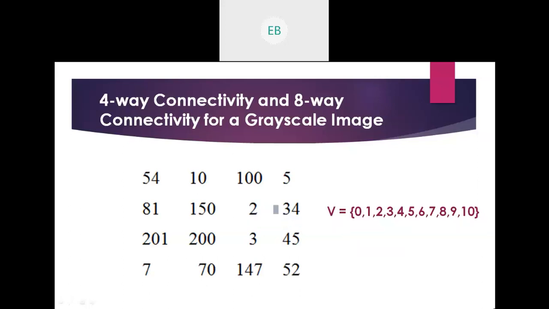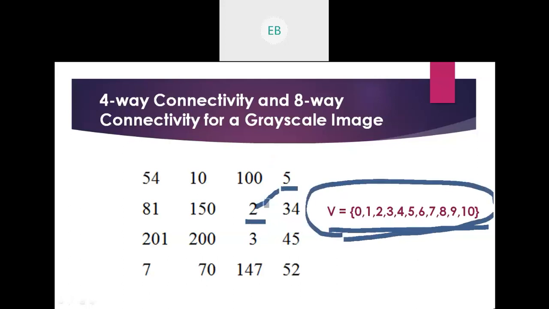Then again, say 2 is the reference and I take this 5, a diagonal neighbor. This is a diagonal neighbor, and this 5 is contained in this V set. Diagonally connected means 8-way connected. Since it is diagonally connected and 5 is present in this V set, these two are 8-way connected.